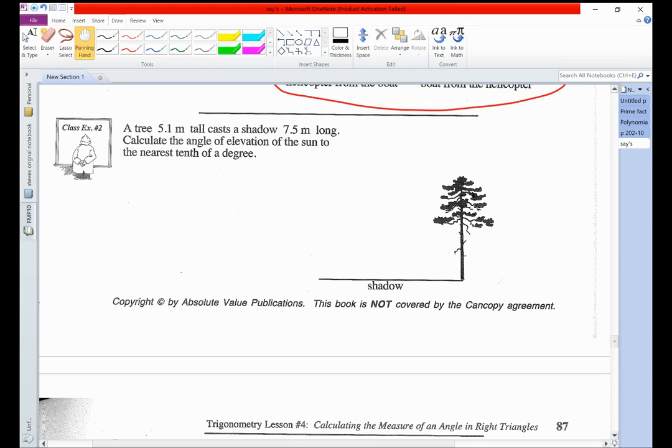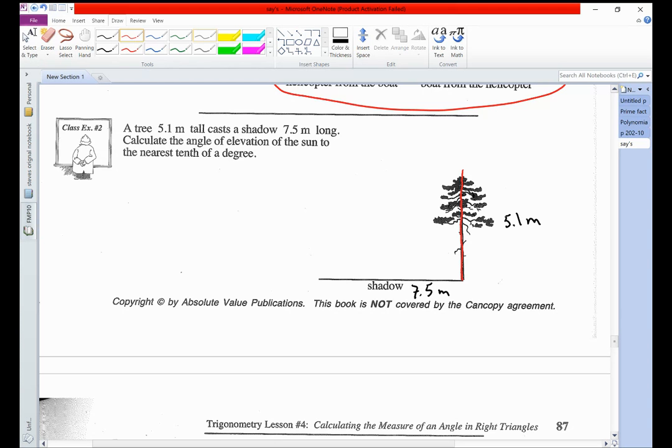So here it says a tree 5.1 meters tall casts a shadow 7.5 meters long. Calculate the angle of elevation of the sun to the nearest tenth of a degree. So the first thing I'm going to do is say, well, that tree is 5.1 meters tall. The shadow is 7.5 meters long. I'm going to draw a nice red line through here to show that that's one side of our triangle.